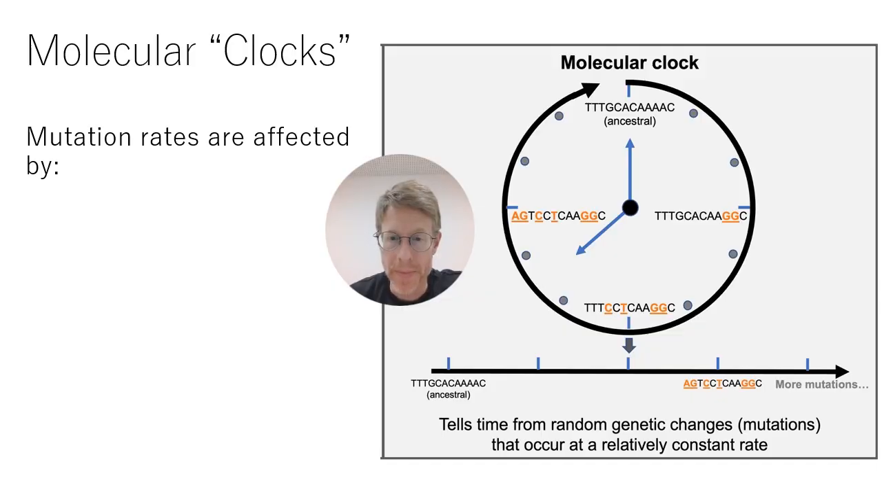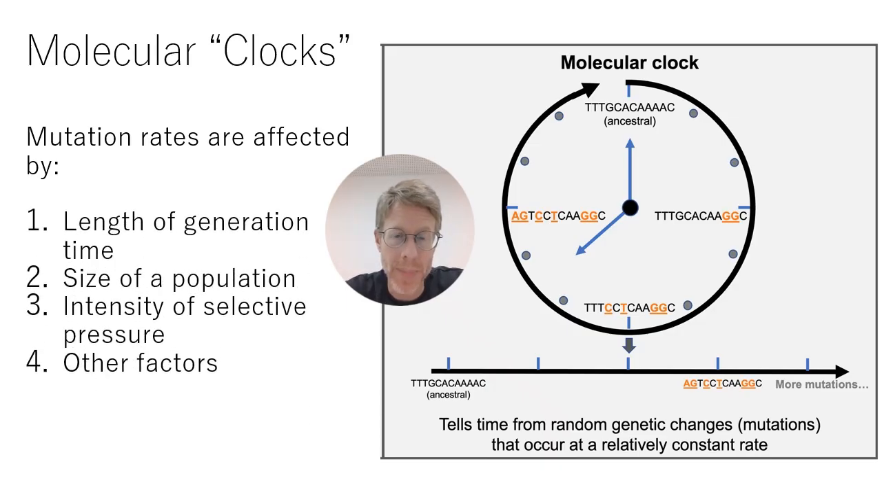These are rough estimates using molecular clocks. Better than nothing, but they're rough estimates because mutation rates tend not to be completely constant, because they're affected by lots of different factors. For example, generation time. Bacteria have a short generation time. They reproduce quickly. Humans have a long generation time. And so the shorter your generation time, the greater your mutation rate could be, because there's more opportunities for mutations to arise. Size of population.